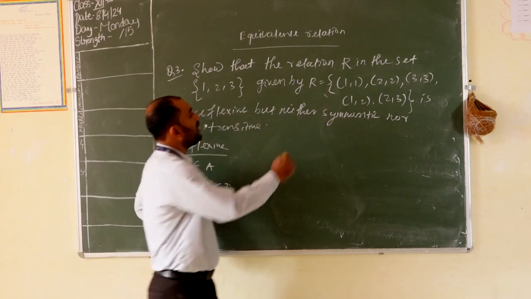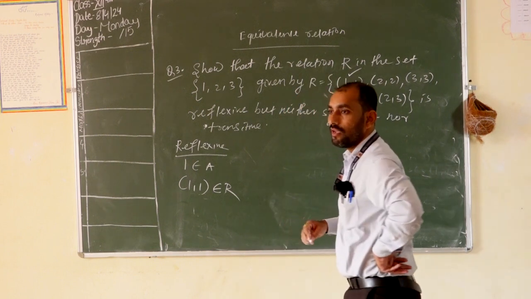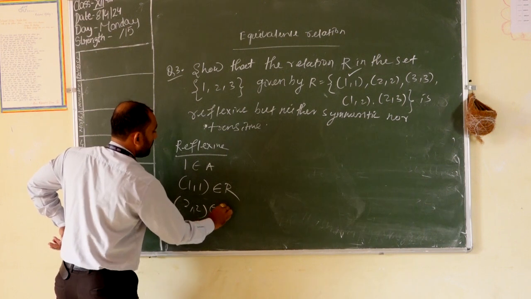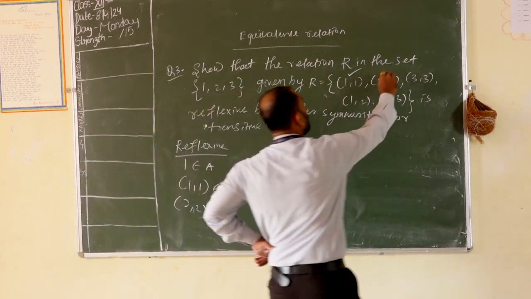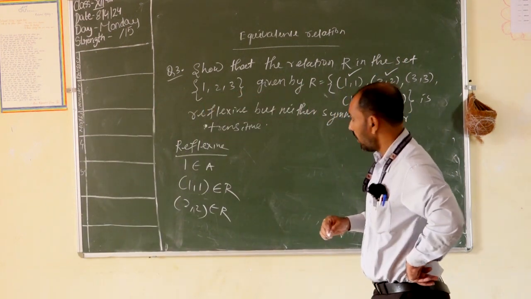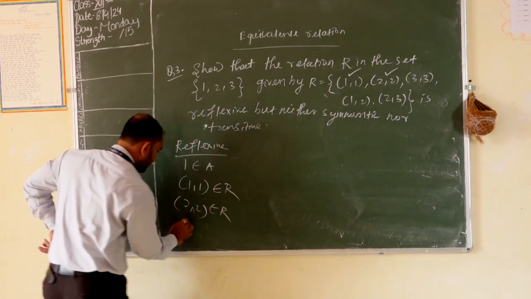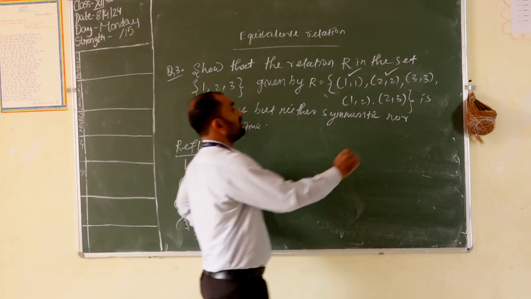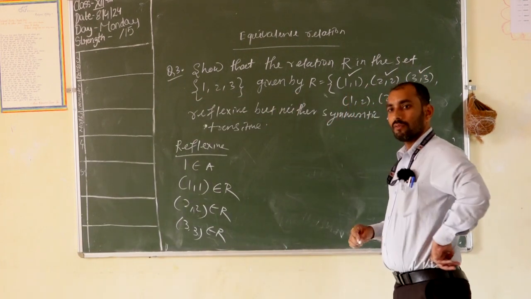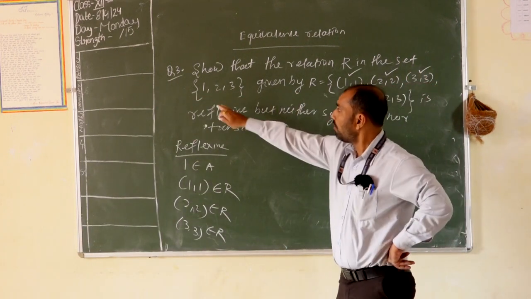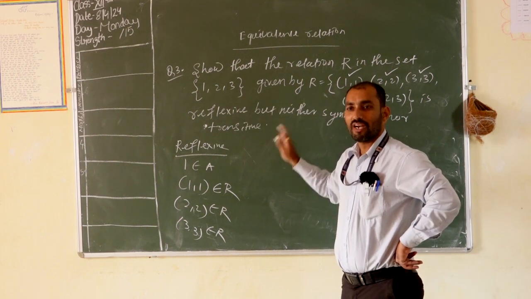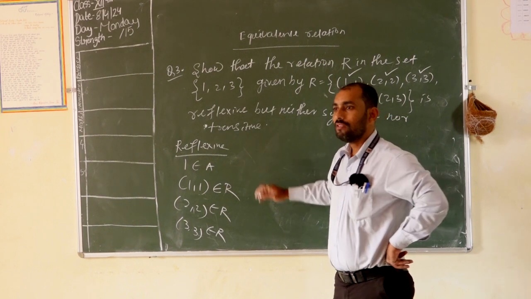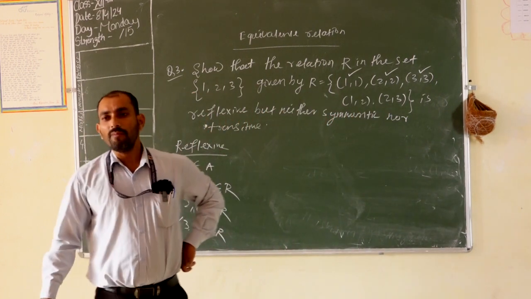Look, is (1,1) in the relation or not? It is. Then (2,2) belongs to R. Clear? (2,2) is also there. Again (3,3) belongs to R. Clear? That means all the elements 1, 2, 3 satisfy the reflexive condition. Hence R is a reflexive relation.